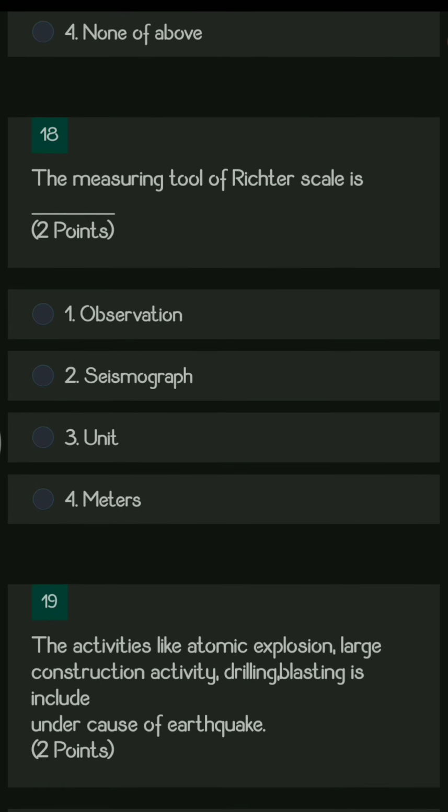Next question. The measuring tool of Richter scale is dash. So you have options like observation, seismograph, unit and meters. So the right answer is seismograph.